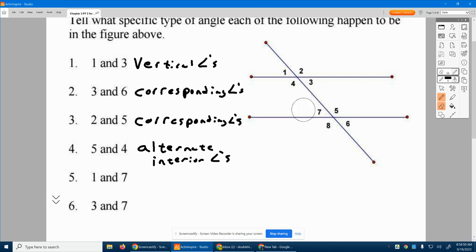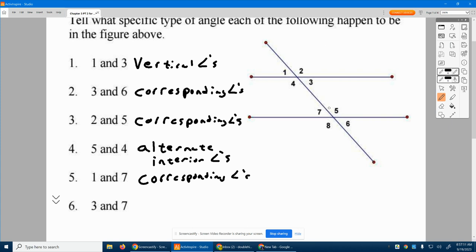Okay, cleaning it up. We got a few to go here. Let's look at 1 and 7. I think we've seen that before. That is corresponding angles.